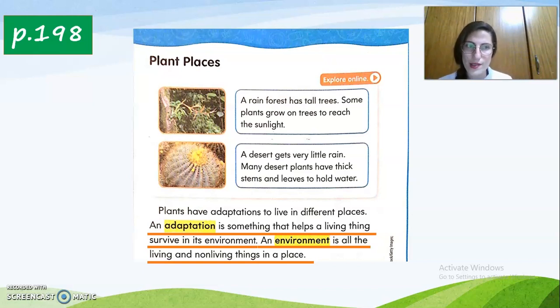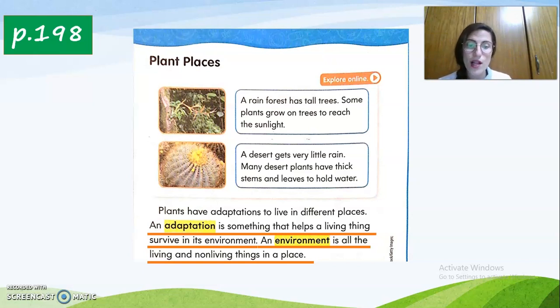Let's go. What is an environment? An environment is all the living and non-living things in a place. Again, an environment is all the living and non-living things in a place.